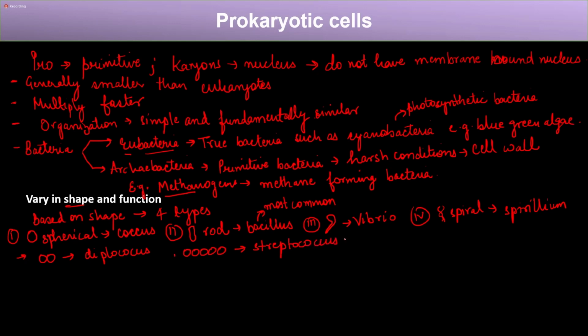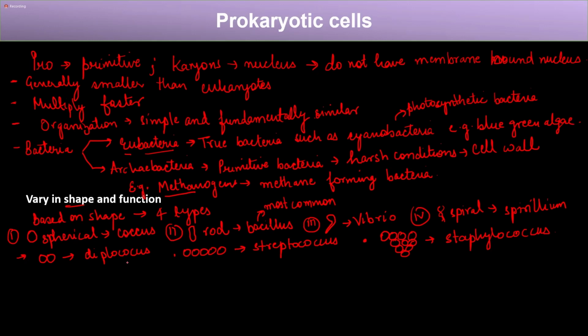And if it has an arrangement like this, arranged in the form of grapes, you will call this bacteria staphylococcus. So apart from the 4 shape types, bacteria can also be divided into different types based on the number of cells they have when you see them under the microscope. For example, diplococcus, streptococcus, and staphylococcus.